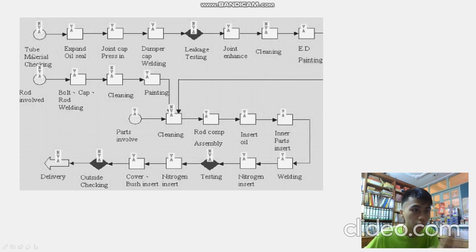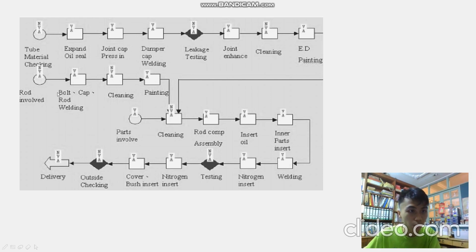First we have the tube material checking, and after that we expand the oil seal, join the cap, press in, and do the damper cap welding. Then we come to testing, to test whether there is leakage or not, and also the joint enhance, cleaning, e-depainting, and it ends with cleaning. Then we start another process.